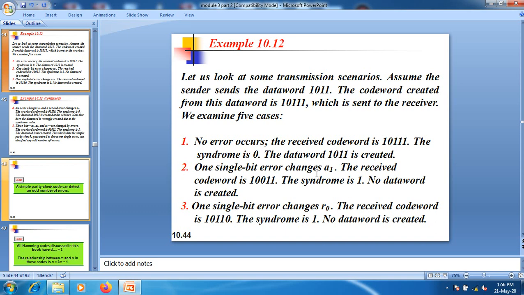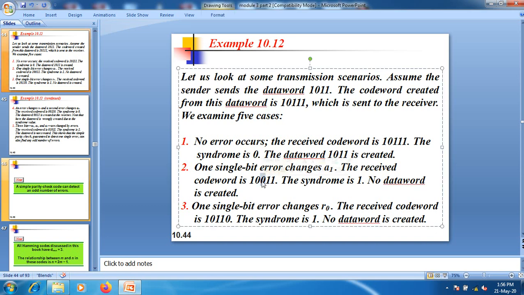A single bit error occurs, that is in A1. This A1 bit is in error. Instead of receiving 10111, the destination receives 10011. The syndrome is, if you add all these terms, we get the result as 1. That is a syndrome of 1 here. No data word is created.